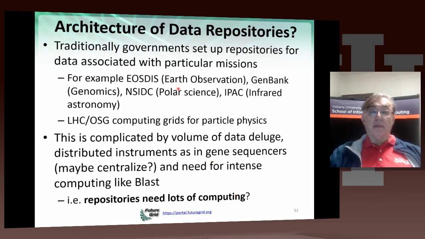So we can imagine changing the model. Previously, we had things like EOSDIS for Earth observation, GenBank for genomics, NSIDC for polar science, IPAC for infrared astronomy, the LHC, and OSG computing grids. These are repositories optimized for a particular field. The LHC one is highly distributed. The other ones are probably more centralized.